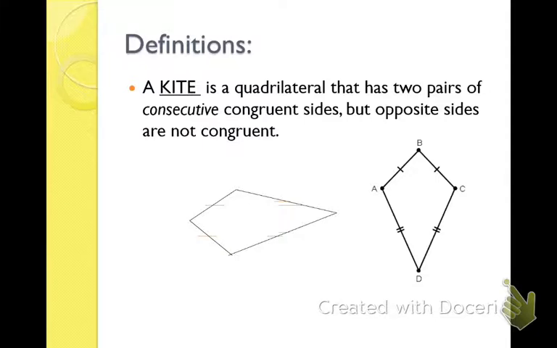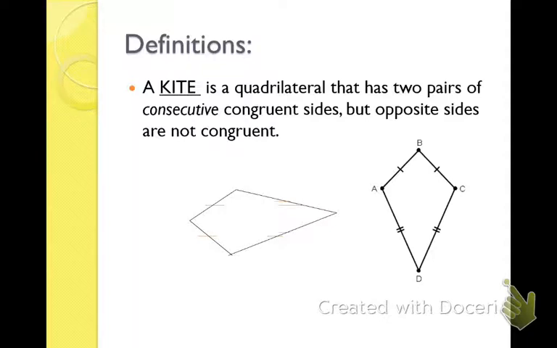Kite. A kite is a quadrilateral that has two pairs of consecutive, that means they're next to each other, congruent sides. But the opposite sides are not congruent. So as we look at this shape, as I go around, these two are consecutive, they're congruent, and these two are consecutive, they're congruent, but these congruent sides are not the same as these congruent sides.